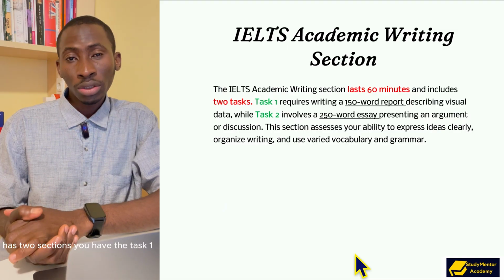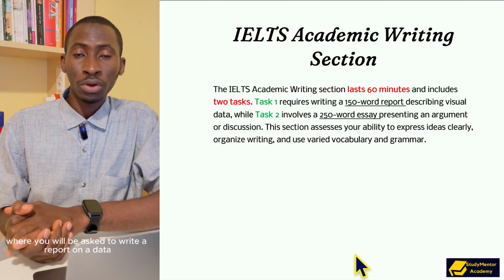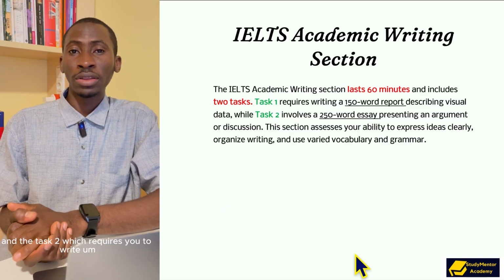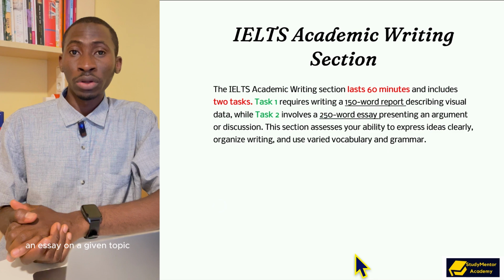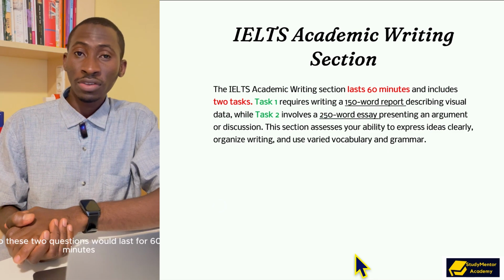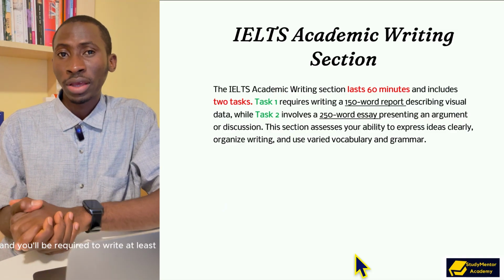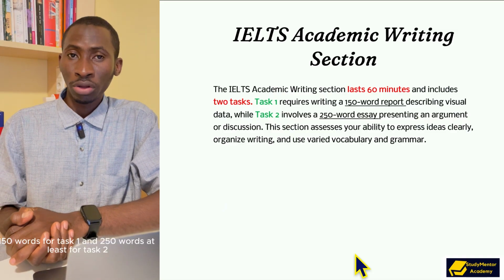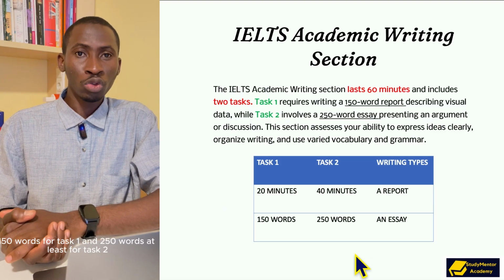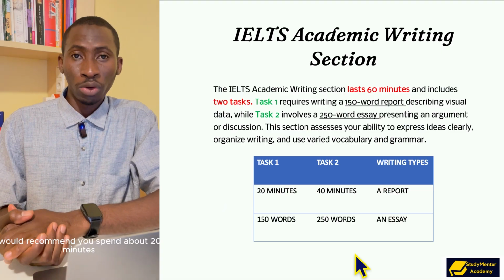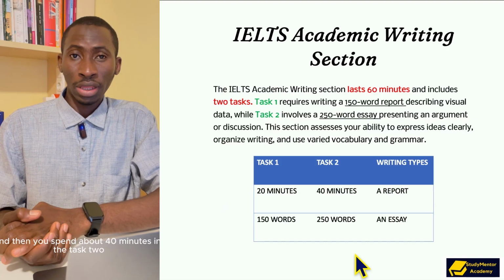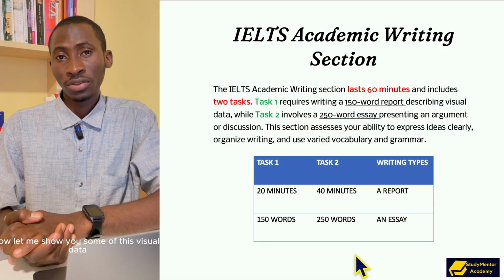First and foremost, I would like to remind you that the IELTS writing has 2 sections. You have the task 1, where you will be asked to write a report on a visual data, and the task 2, which requires you to write an essay on a given topic. So these 2 questions would last for 60 minutes, and you will be required to write at least 150 words for task 1 and at least 250 words for task 2. I would recommend you spend about 20 minutes on the task 1, and then about 40 minutes on the task 2.